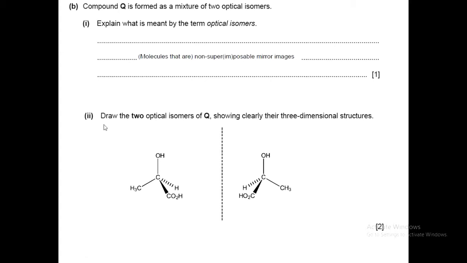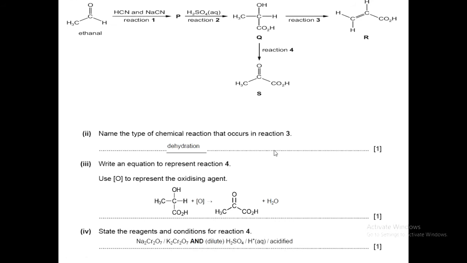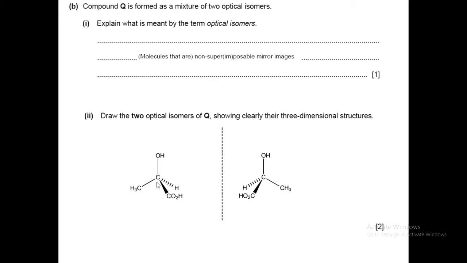In the second part of B, he was asking: draw the 2 optical isomers of Q showing clearly their 3-dimensional structures. If you look at Q, it has a chiral carbon. It is attached to 4 different groups, that is hydroxyl, H, carboxylic acid and methyl group. For drawing the 2 optical isomers, here is the methodology to draw the 3-dimensional structure. You can go through your notes also. This is an inversion that is shown left to right. If you draw these 2 structures, you will gain 2 marks.